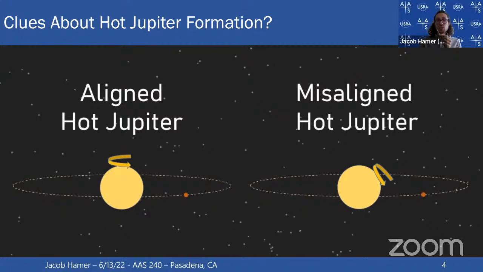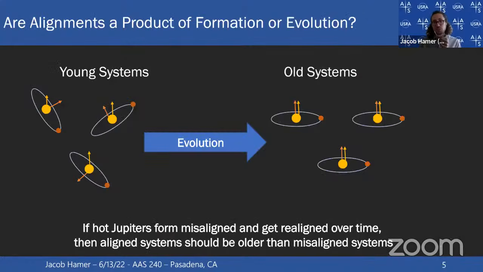So if this were true, we would be able to study the ages of the systems in order to figure out if it's really happening. Because if you were to select a sample of misaligned hot Jupiters on the left and a sample of aligned hot Jupiters on the right, you would find that the aligned hot Jupiters are older because it would have taken them time to get there. And so if hot Jupiters form to be misaligned and get realigned over time, we would expect that aligned systems should be older than misaligned systems.